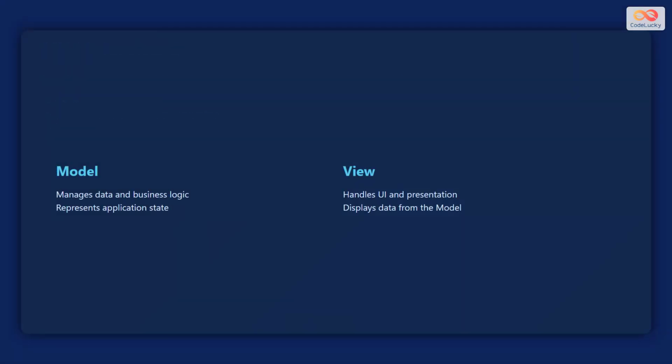The model component manages the data and business logic of the application. It represents the state and data that the application works with. The view handles the user interface and presentation layer. Its job is to display data fetched or processed by the model, making sure the user sees what they need in a clear format.